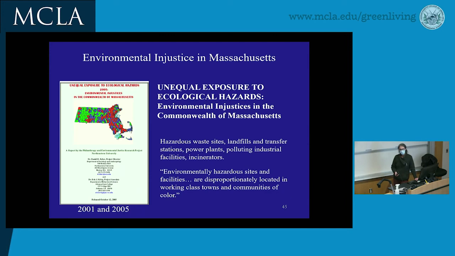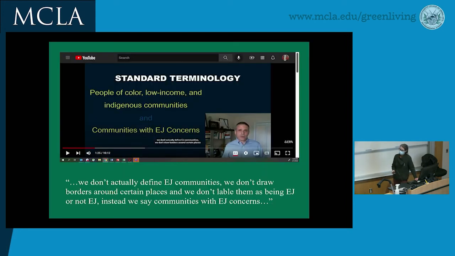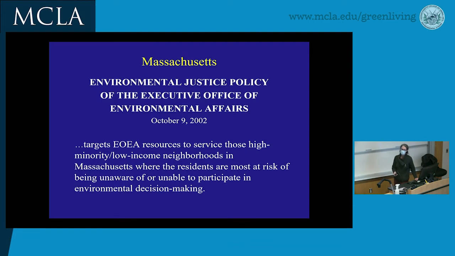And that was really informative for the following year. What would be passed was an environmental justice policy in Massachusetts that identified environmental justice communities that would be at most at risk of not being part of the decision-making process or the participation when decisions of great weight were being made related to the environment.